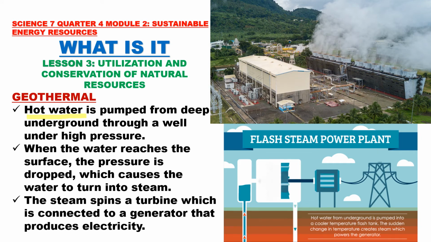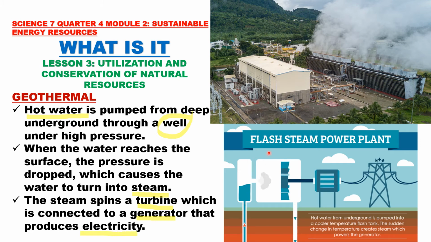Hot water is pumped from deep underground through a well under high pressure. When the water reaches the surface, the pressure is dropped, which causes the water to turn into steam. The steam spins a turbine, which is connected to a generator that produces electricity.